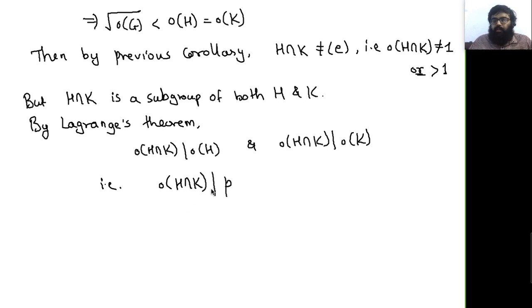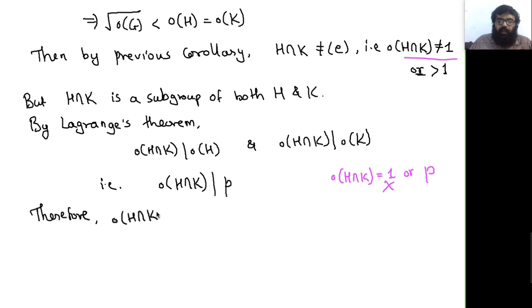P is a prime, so the divisors of a prime are 1 or P. 1 is not possible because of this case. A prime has only 2 divisors, but 1 is not possible. So it has to be P. Therefore, the order of H intersection K is also P.